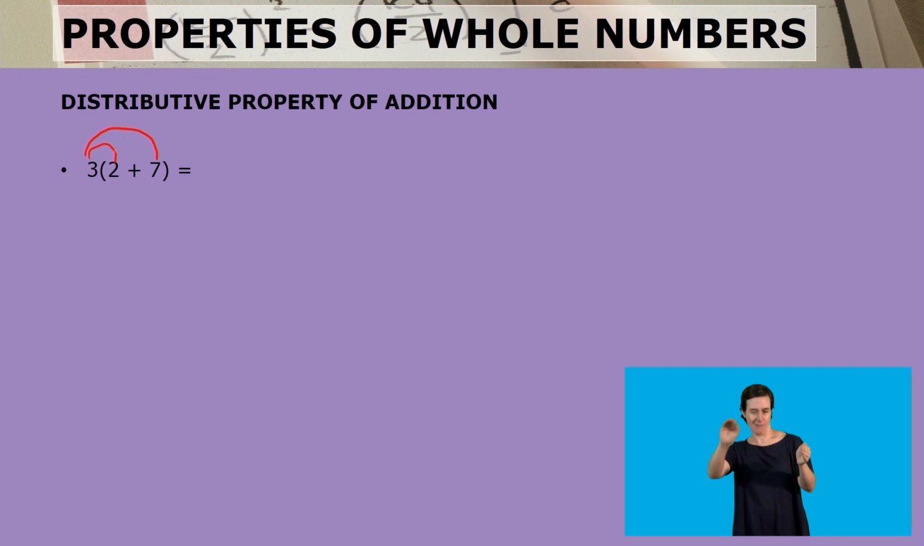So we have 3 multiplied by 2, that will give us a 6. Then we are adding it because in the bracket we have an addition there. And then we are going to multiply the 3 and the 7, that gives us a 21. And when we add 6 with 21, that is going to give us 27.